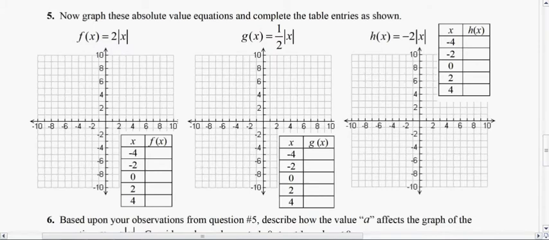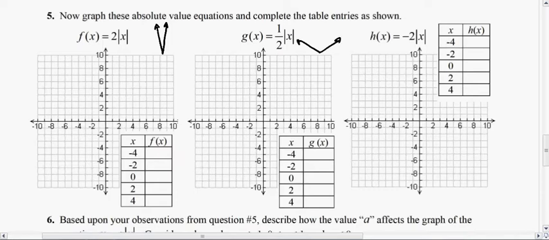f of x equals 2 times the absolute value of x. g of x equals 1/2 times the absolute value of x. And h of x is negative 2 times the absolute value of x. So when I'm multiplying outside the absolute value bar, this is going to be either an opening or a closing because I'm stretching the vertical axis. When I multiply by 2, it's going to close it up a little bit. When I multiply by 1/2, it's going to open it up a little bit.